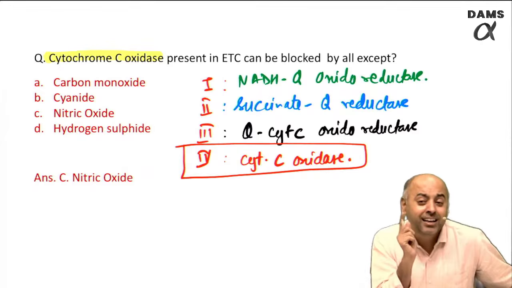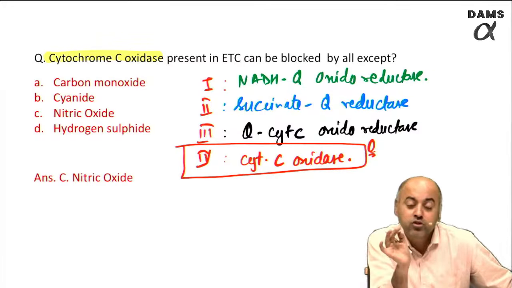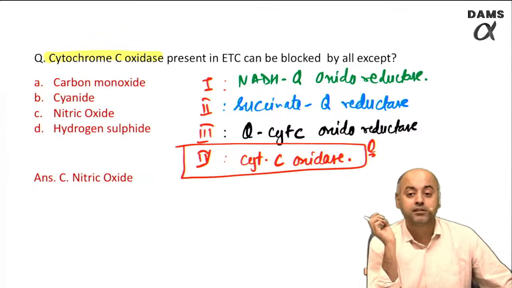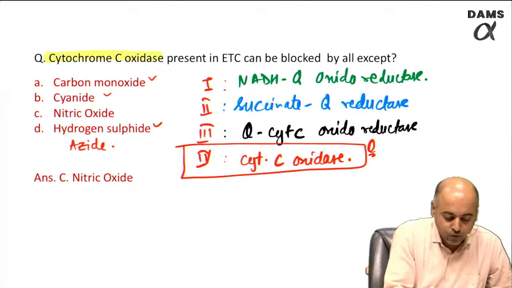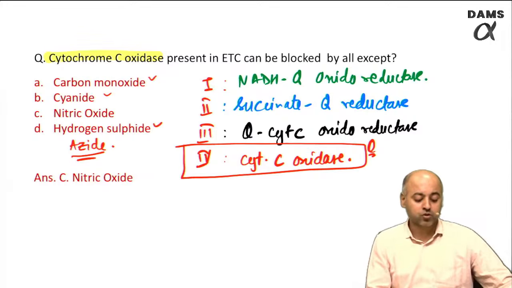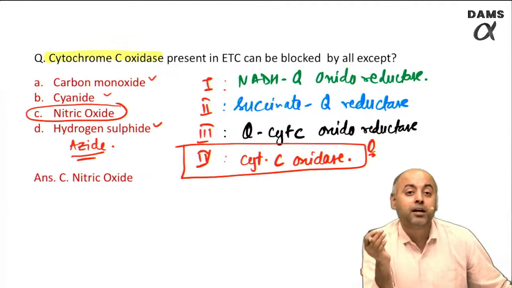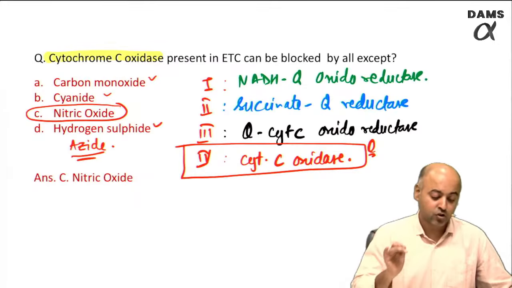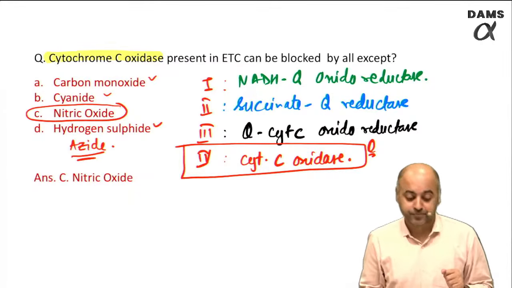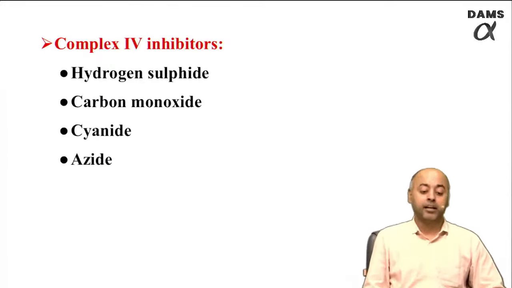So one name which you should remember is the cytochrome C oxidase, also known as complex 4. Here there should be no confusion. Complex 4 is inhibited by carbon monoxide, cyanide, hydrogen sulfide and azide, the 4 common inhibitors of the cytochrome C oxidase. Nitric oxide is a second messenger acting as a vasodilator, released by the endothelium of the capillaries from arginine by the action of nitric oxide synthase. It is not a cytochrome C oxidase inhibitor. So please remember these 4 names: hydrogen sulfide, carbon monoxide, cyanide and azide.